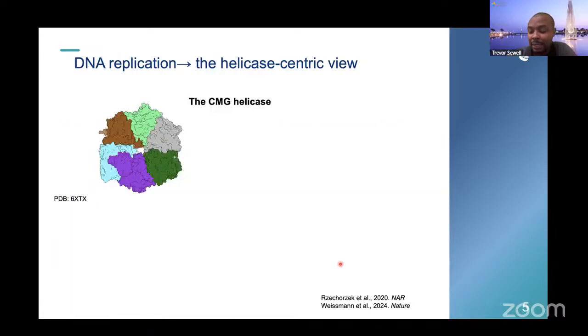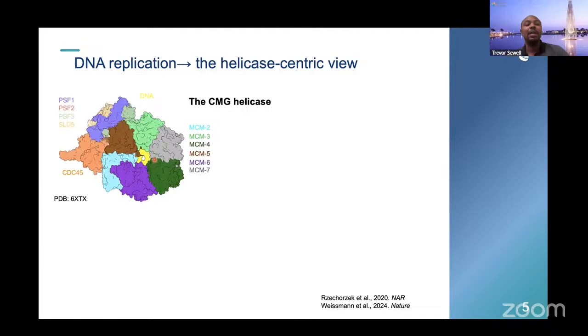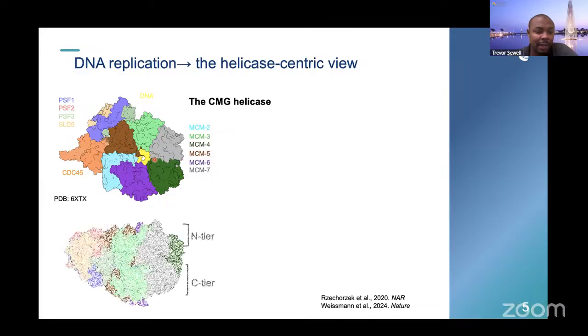This CMG helicase in human and other eukaryotes like yeast is a complex of 6 MCM proteins, 2 to 7, that assemble in a ring shape. The ring has a channel that can accommodate DNA, shown here in yellow. And it has also other loading factors such as CDC45 and the tetrameric GINS protein containing PSF1 to 3 and SLD5.